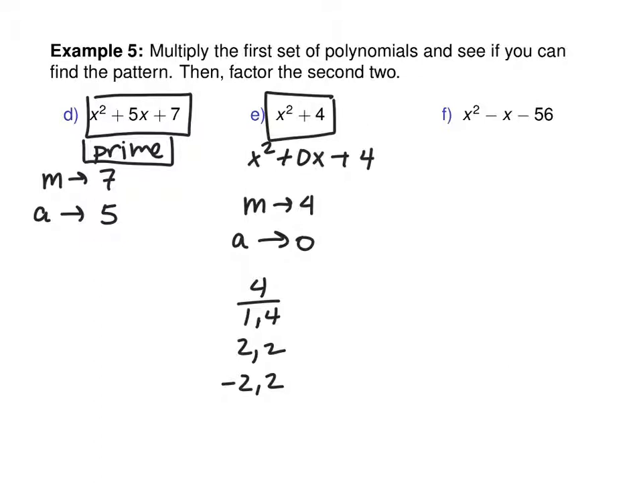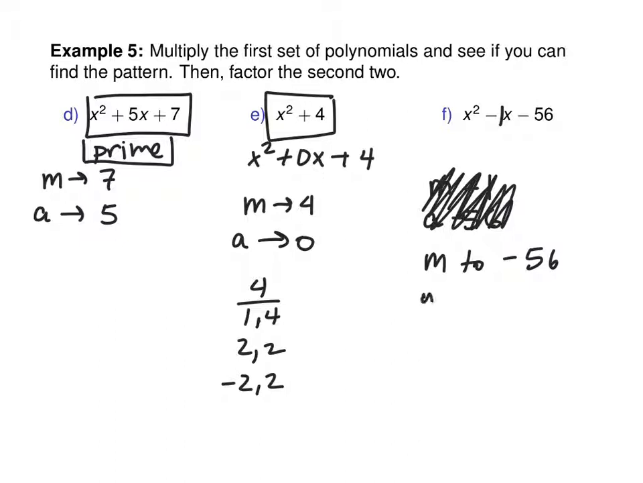Okay, how about this one? What is the middle number with that x? 1. Yep. Technically negative 1, but I think you know what you mean. So we need numbers that multiply to make negative 56 and add up to negative 1. Oh, jeez, I got that backwards. Okay. Multiply to negative 56 and add to negative 1.